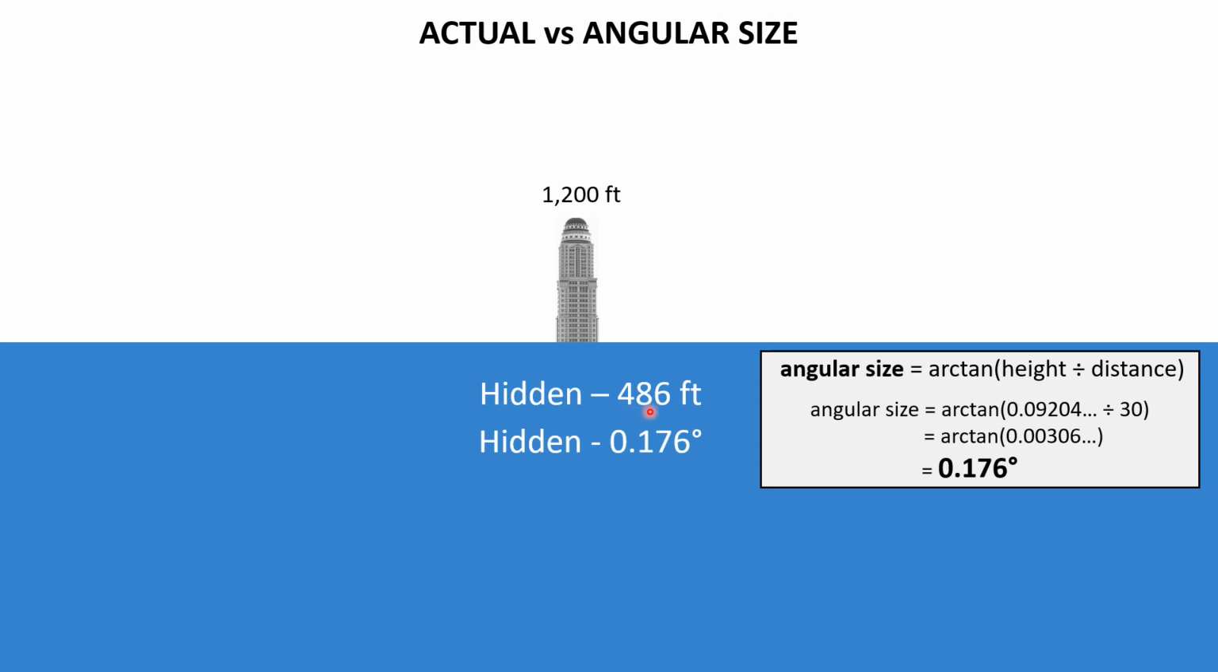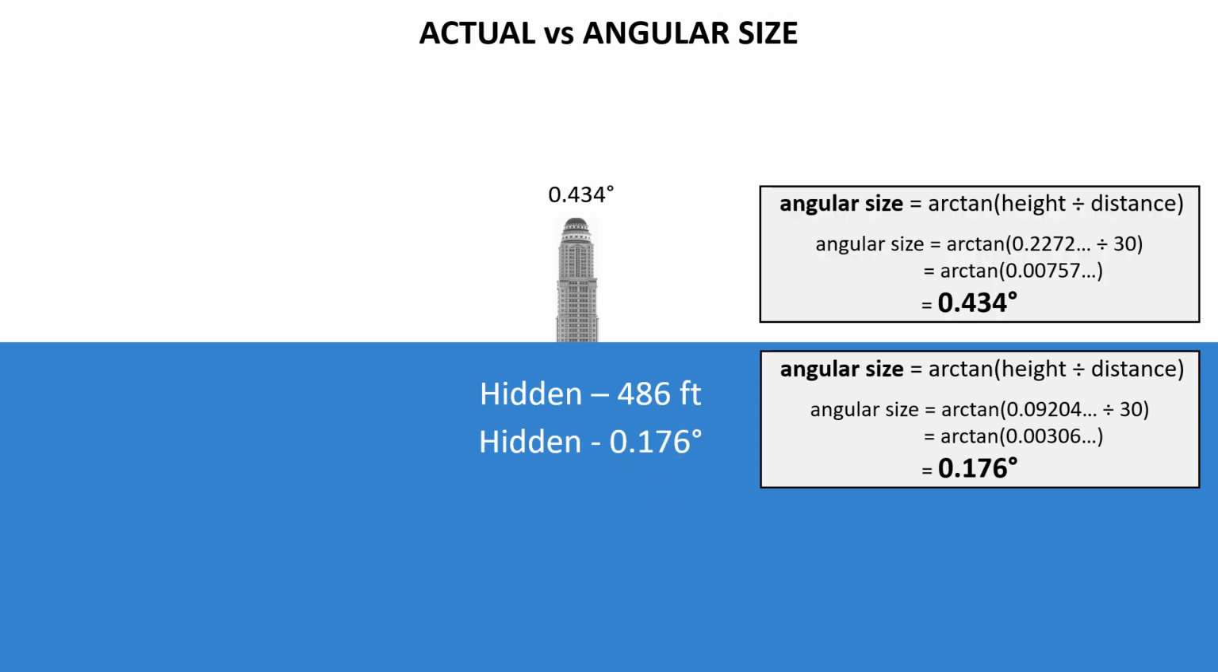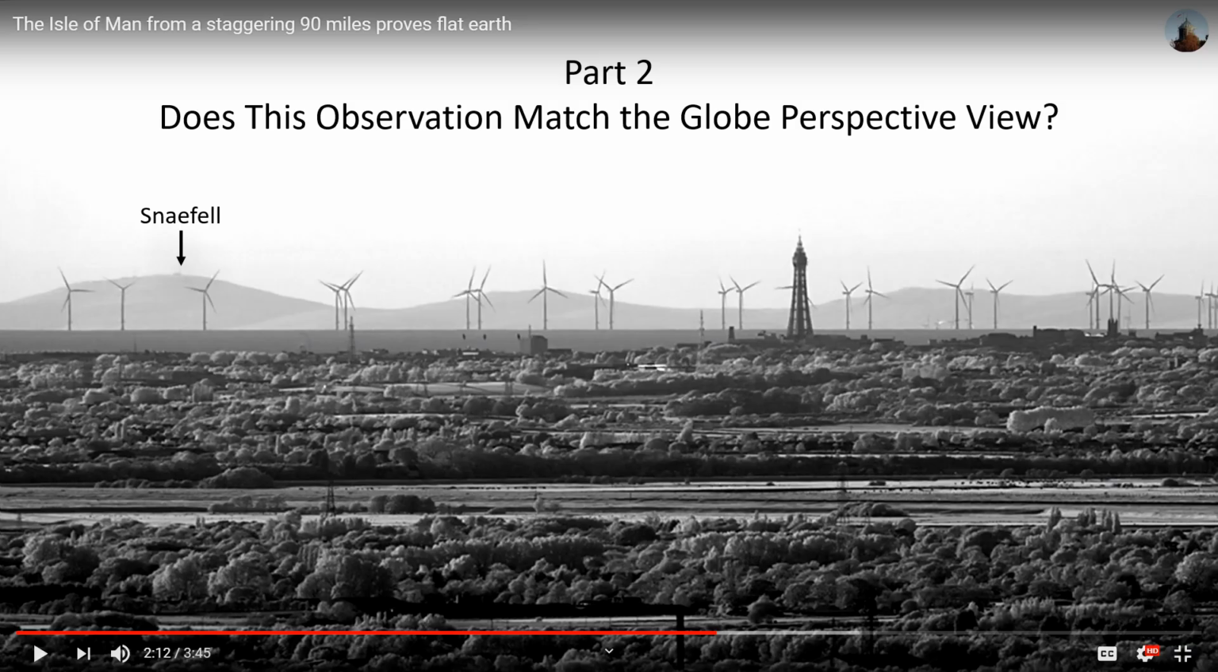In this case, 486 feet at 30 miles is 0.176 degrees in angular size. And the angular size of a 1,200-foot building at 30 miles is 0.434 degrees. But guess what, Nathan? This changes nothing, because the ratio of the hidden to the building is exactly the same whether you use feet or angular size. So let's start with part 2, and we'll see if this observation matches the globe perspective view.